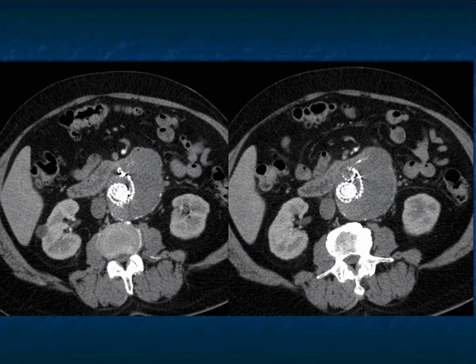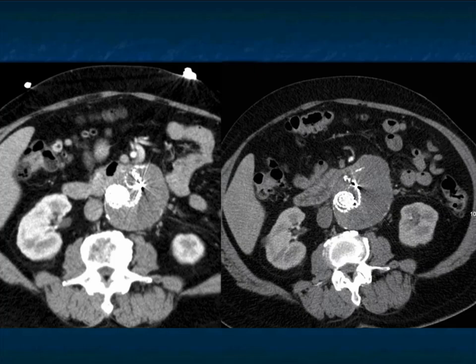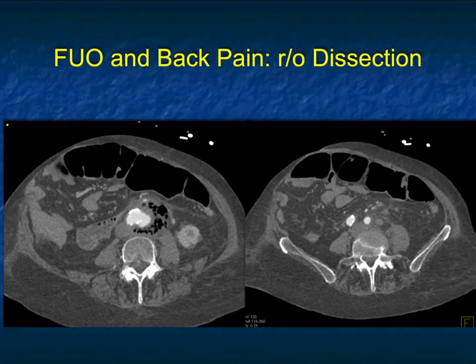Just a really nice example, but the duodenum in close proximity to the aortic aneurysm. They're always in close proximity, but once they start touching and once there's inflammation and involvement, the fistula is a natural sequela. And again, intervention early will save the person's life. Here's a patient with back pain, rule out dissection. Patient had prior repair. Look at this aneurysm.